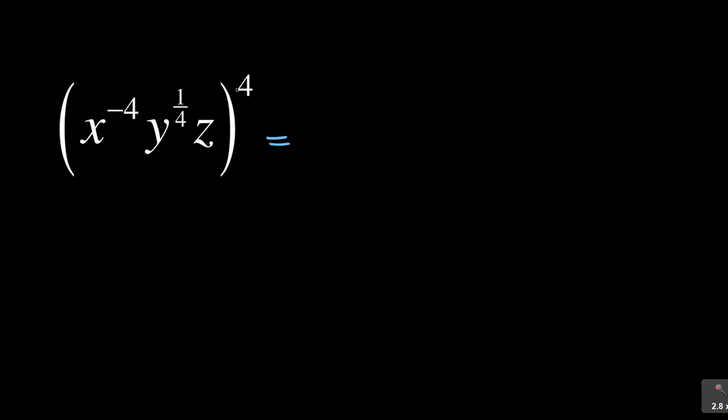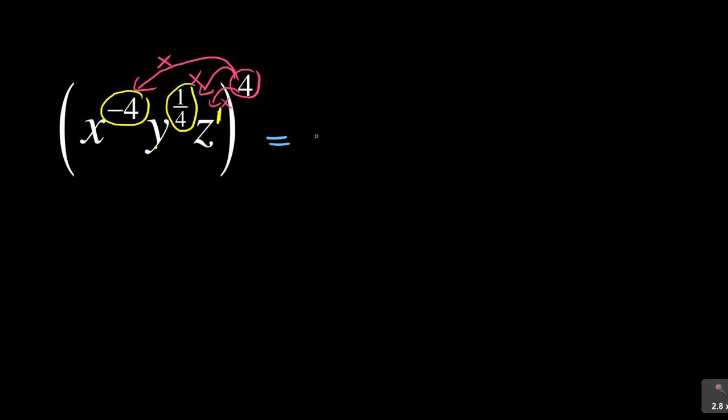Look at this. This x has a power of minus 4, the y has a power of 1 over 4, and the z has a power of 1. It is hidden there, but there is a power of 1. So what you are actually doing is taking this 4. Remember, the brackets mean you are multiplying, even in exponents. So take this 4, multiply it with that minus 4, take that other 4, multiply it there, and take the 4 and multiply it there.